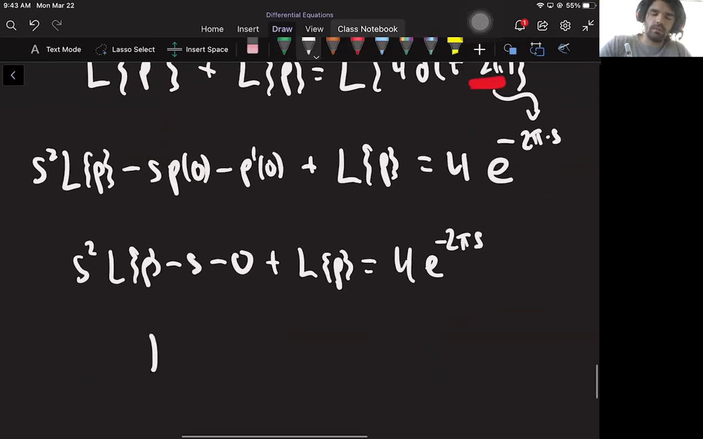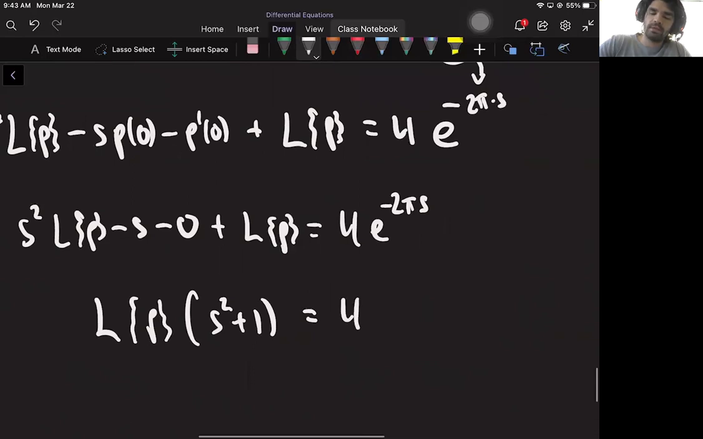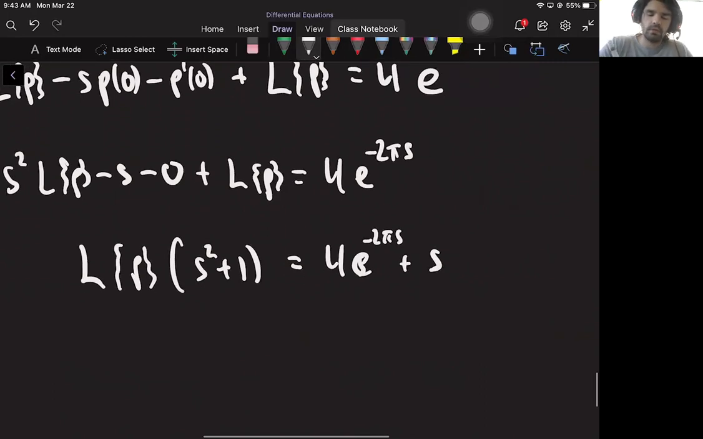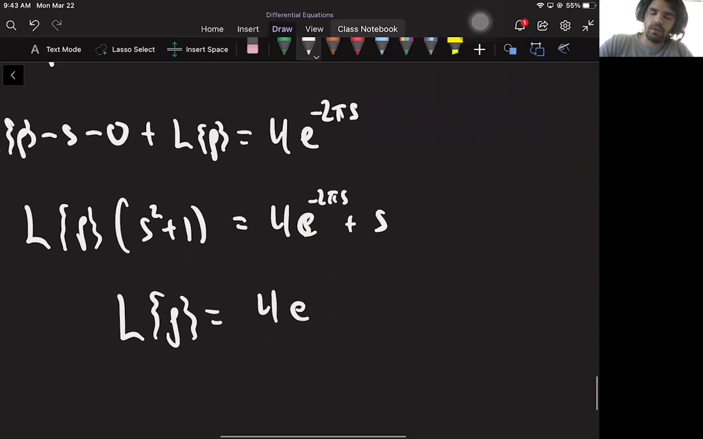And so I get the L of p things together by factoring it out. So I get s squared plus 1. I got to add that s over to the other side. And then I got to solve for L of p by dividing. And it's always good to write it in suggestive ways so that it's easier to deal with.